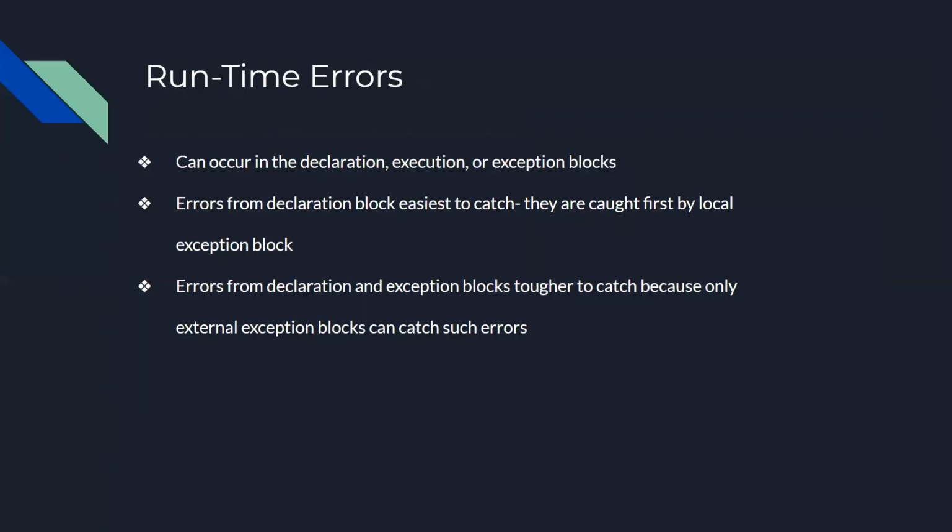Moving on to runtime errors, these can happen in the declaration, execution, or exception blocks. Errors from an execution block are easiest to catch because they are caught first by any local exception block, and then by a containing block. Errors from declaration and exception blocks are tougher to catch because only an external exception block can catch this type of error.